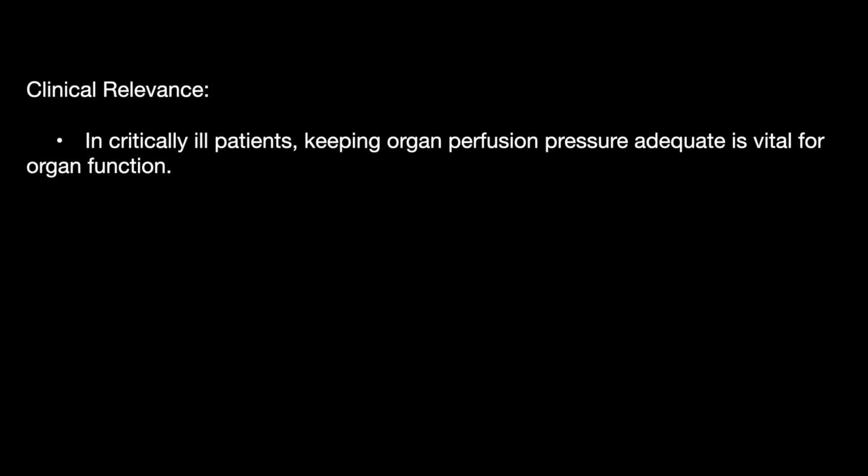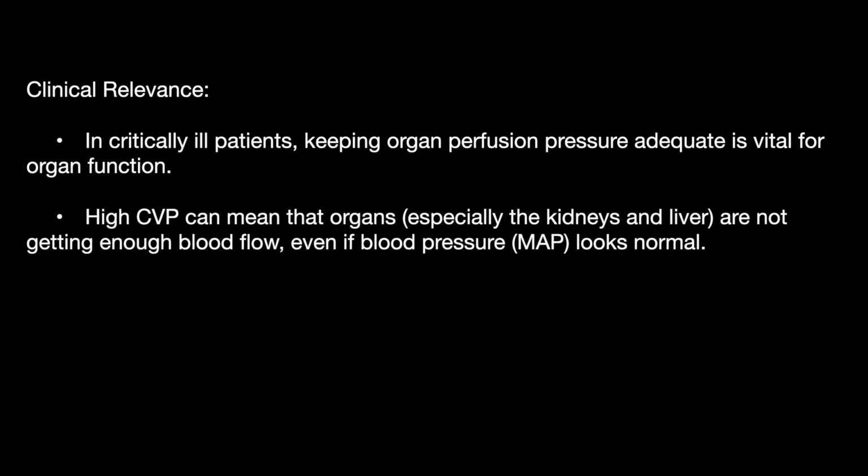So the clinical relevance in critically ill patients: keeping the organs perfused, that is, adequate maintenance of perfusion pressure, is vital for organ support. High CVP can mean that organs, especially the kidney and the liver, are not getting enough blood flow, even if the MAP looks normal. So you may have a normal MAP, but if your CVP is very high, your perfusion pressures are low.